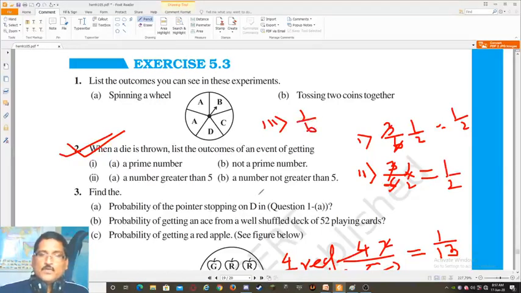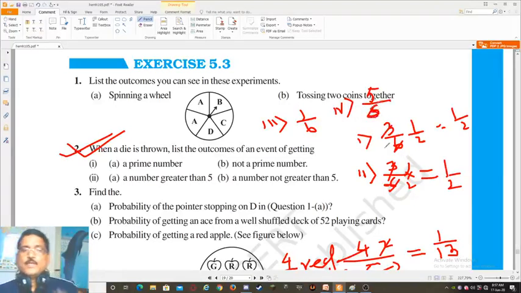A number not greater than 5. What is the meaning of not greater than 5? That means 5 and below. How many numbers are there? 5 by 6. Okay, 5 4 3 2 1. If I count, 5 numbers will be there. This is all about today's work.